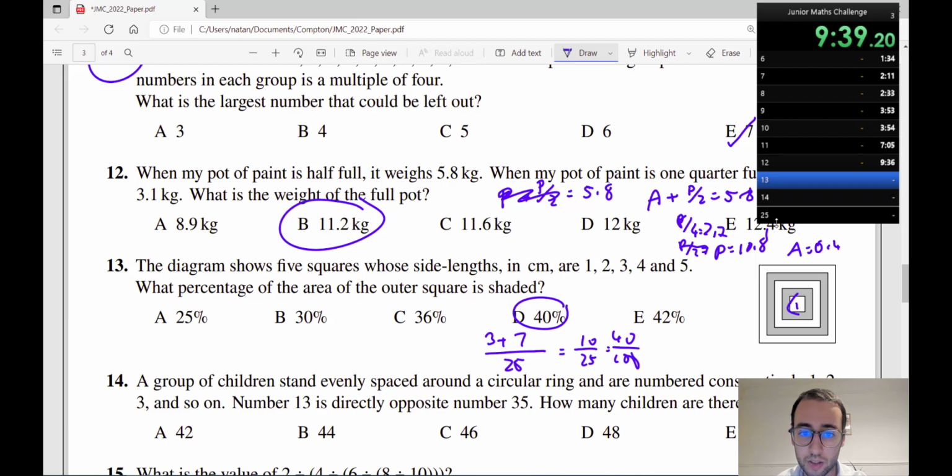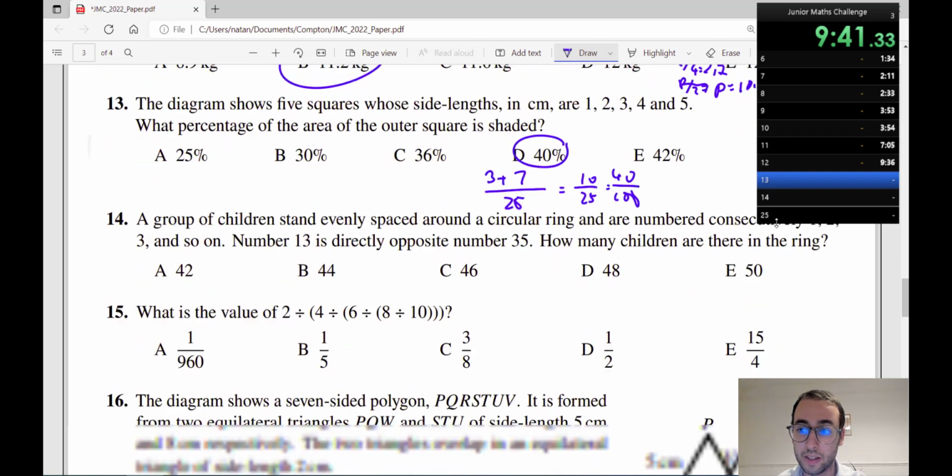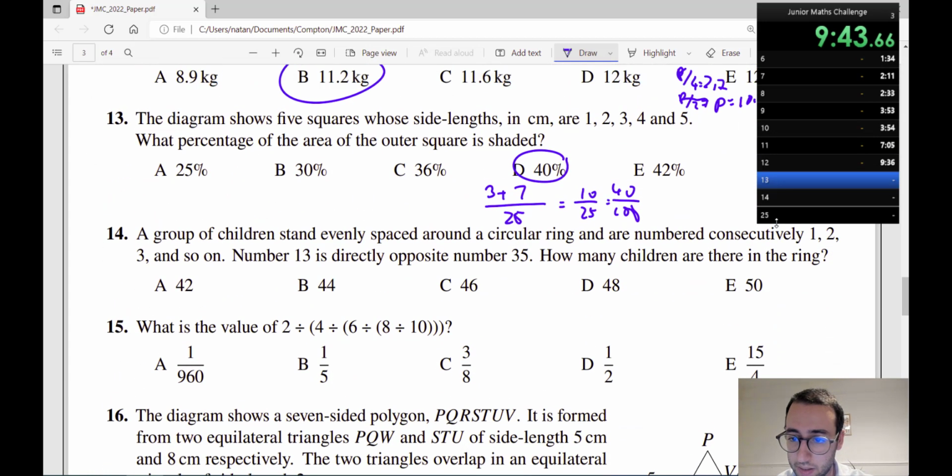I think I've done 12 questions. Yeah, because I missed out question 11. Children stand evenly spaced around a circle, numbered consecutively 1, 2, 3, 4. Number 13 is directly opposite 35. How many children are there in the ring?